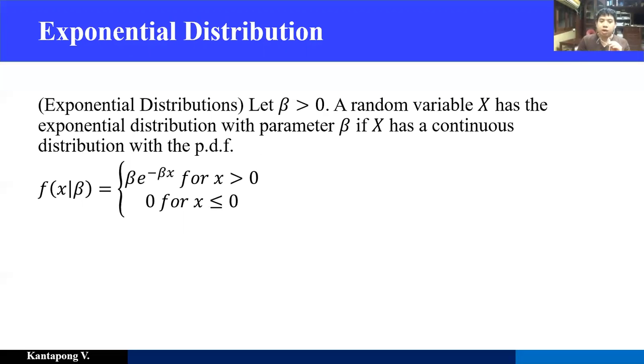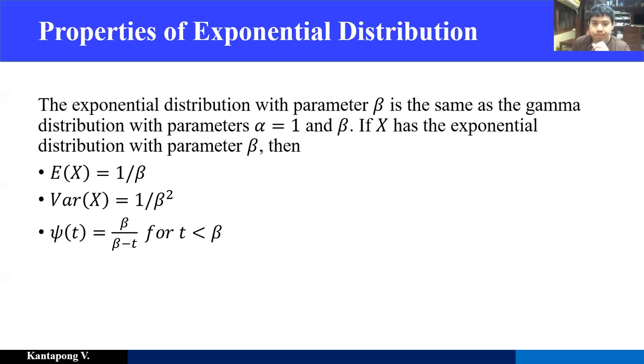Okay? And we can prove that the exponential distribution is the interval between each occurrence in the Poisson process. So if you want to study stochastic processes, this one is going to be proved for you too.